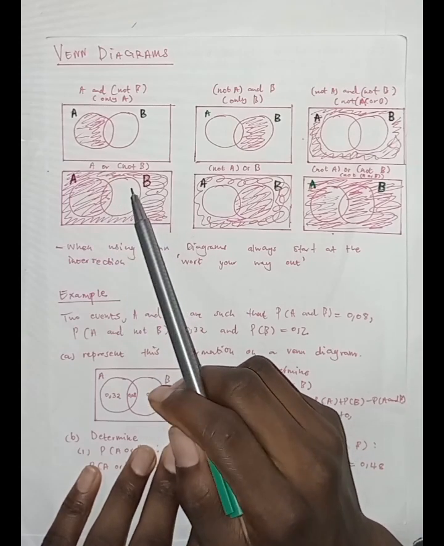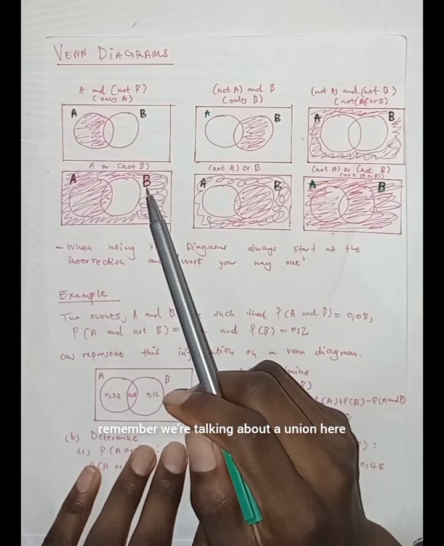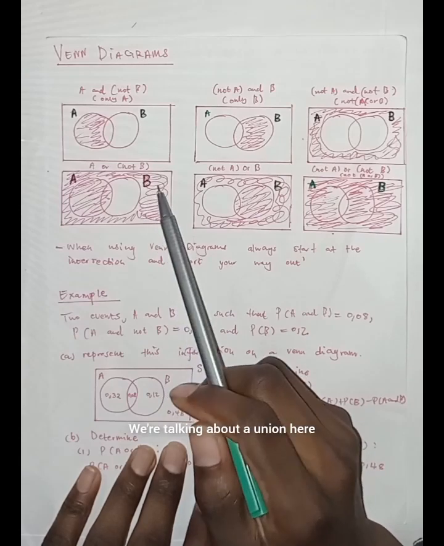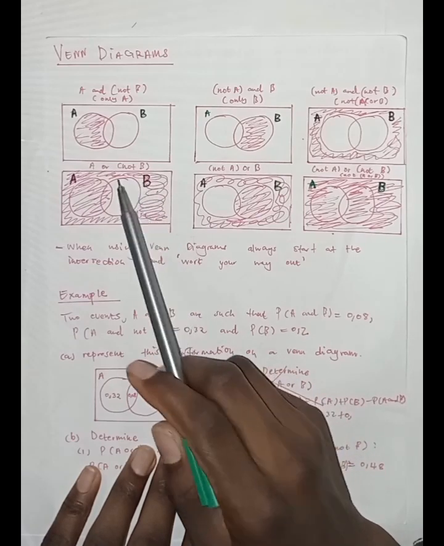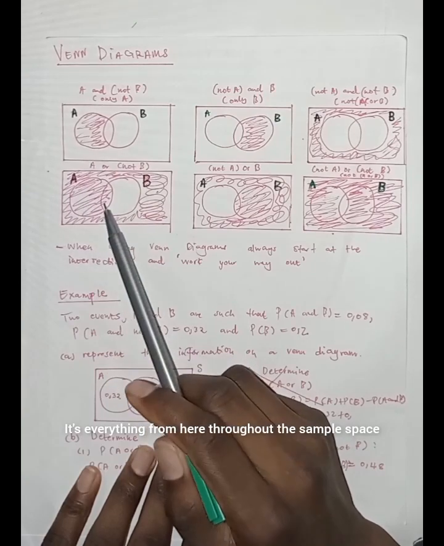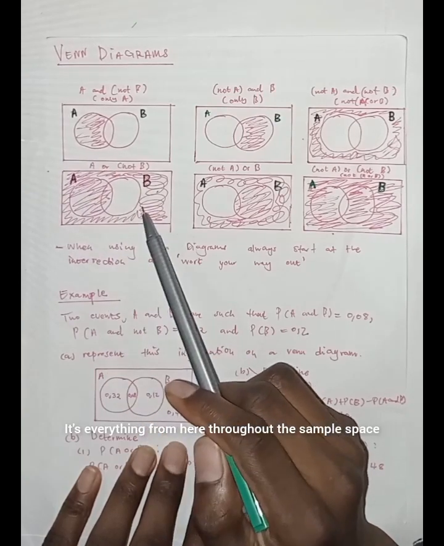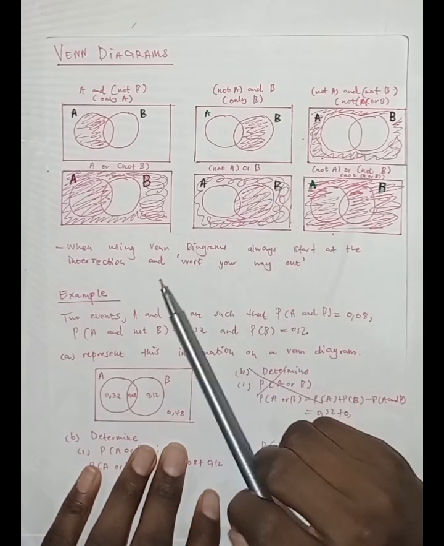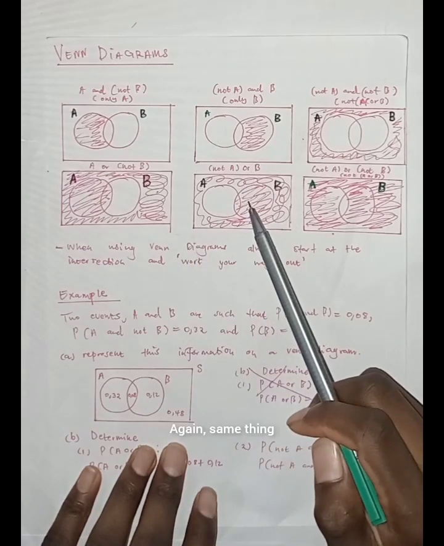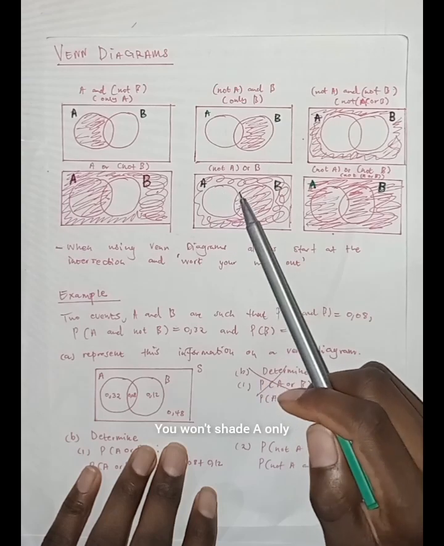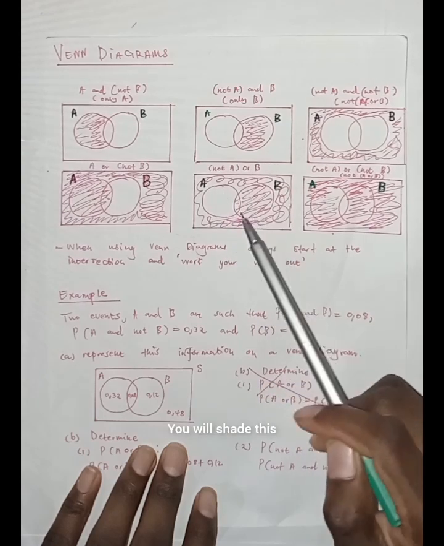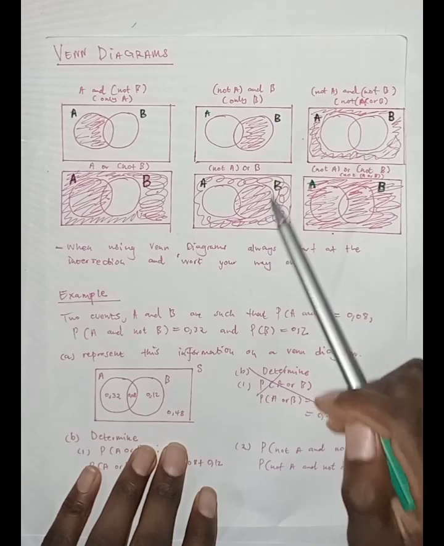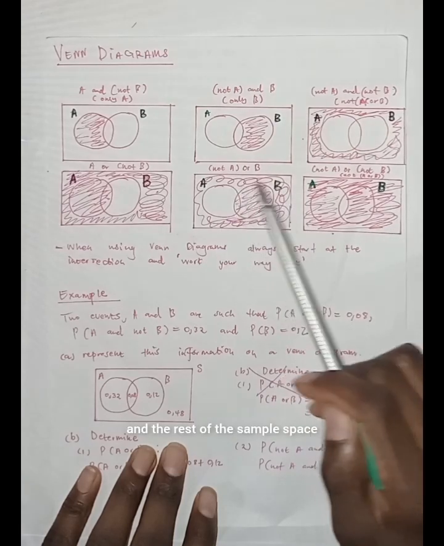Just know that if it's A or not B, remember we're talking about a union here. A or not B. It's everything from here throughout the sample space. Moving on, we have not A or B. Again, same thing. You won't shade A only. This part is A only. You will shade this and the rest of the sample space.